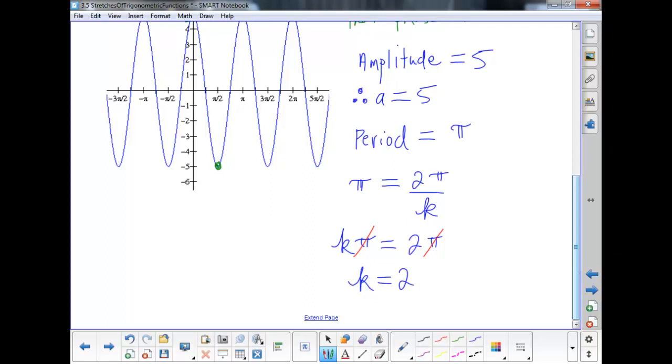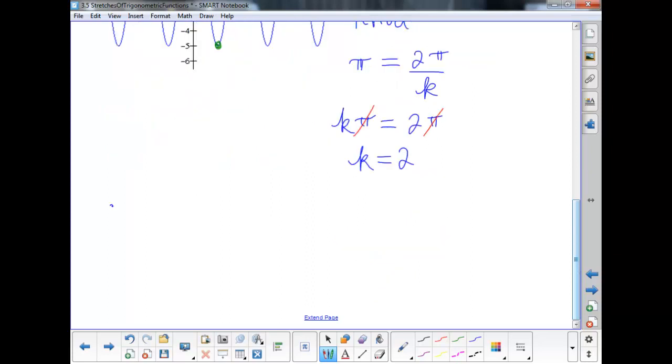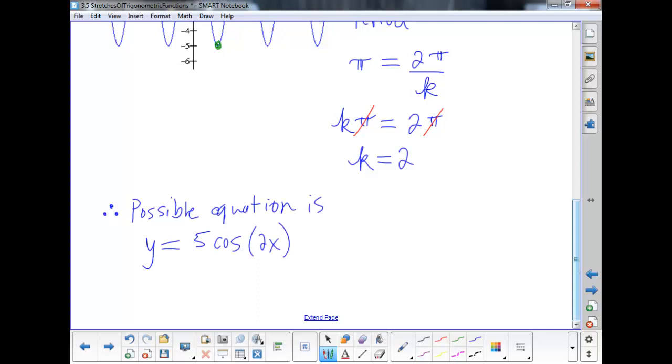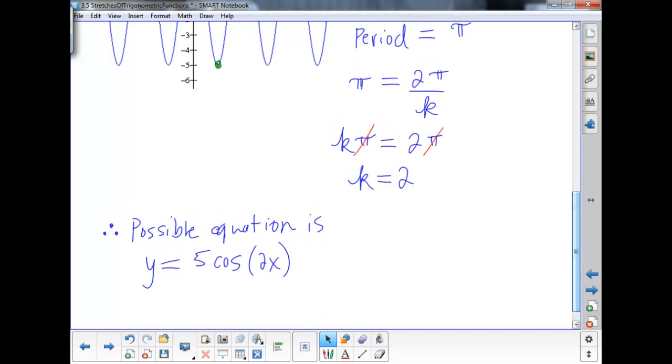With that in mind, I now know the amplitude, and I now know my value of k. We decided that a cosine function makes the most sense to use here, so therefore y equals 5 times cosine of 2x. We can discuss later on other possible options as far as an equation, but we've picked the simplest case here since we have avoided a phase shift.